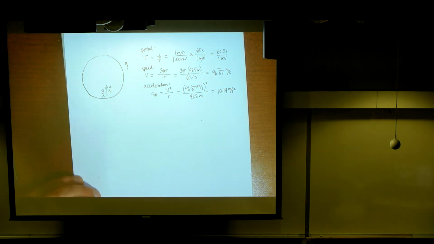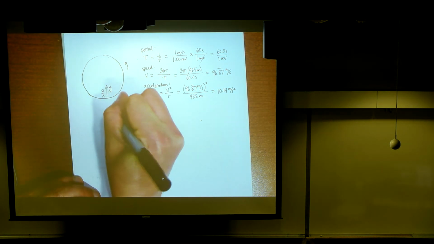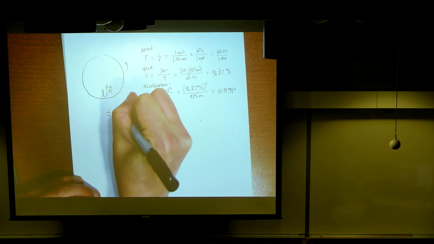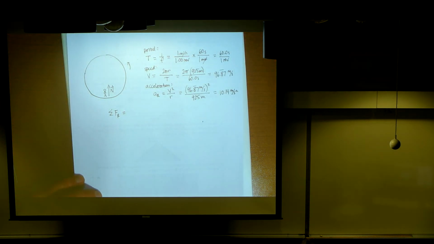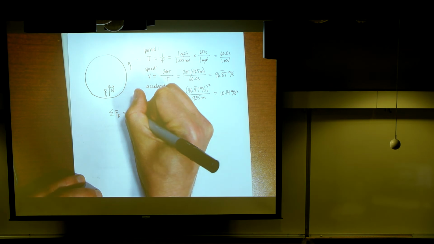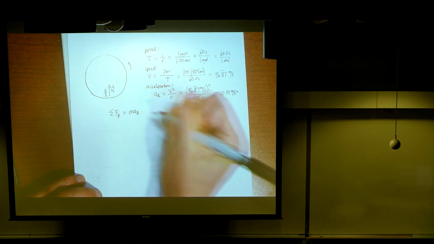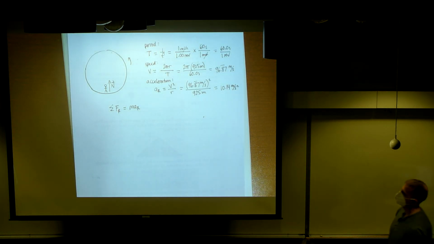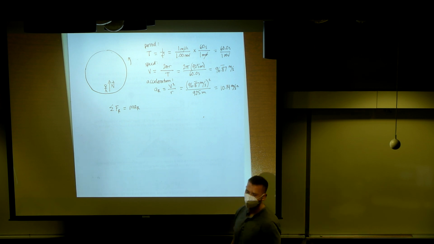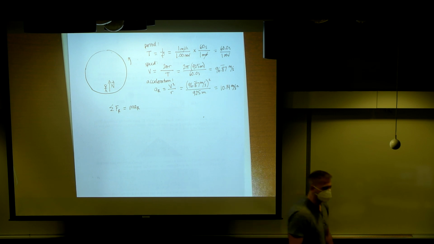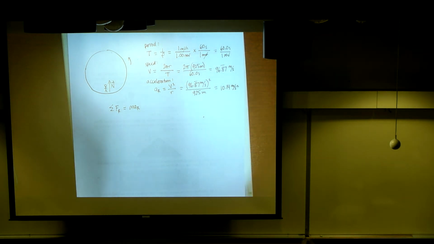All right, we wanted to find that normal force, so let's do that as our last step. The net force in the radial direction is equal to m times a_r. This is just Newton's second law applied to the radial direction, okay? There's only one force acting in the radial direction. That's our normal force.